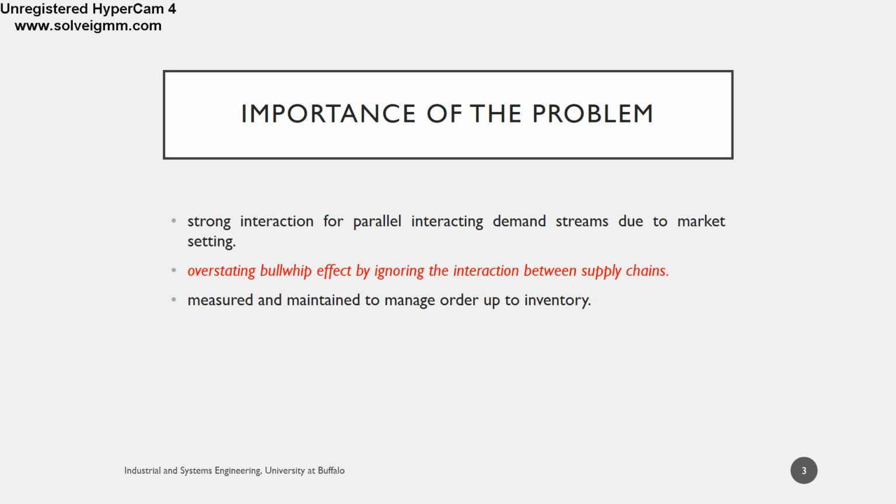The importance of the problem is that two parallel supply chains have a complex network structure and strong interaction for parallel interacting demand streams due to market settings. Based on past records, managers were overstating the bullwhip effect by ignoring the interaction between supply chains. Also, BWE should be measured and maintained to manage order up to inventory.